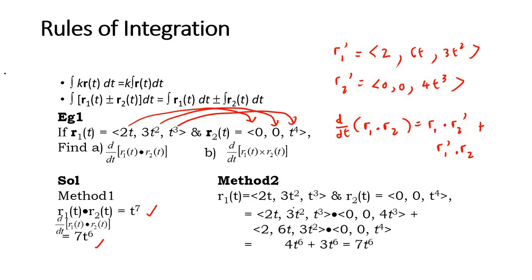Doing the dot product, component i times i and j times j is 0. So you get component k, t cubed times pi, and the j component is 3t squared times t to the power 4, which is 3t to the power 6. In total it is 7t to the power 6. So method 1 is easier.